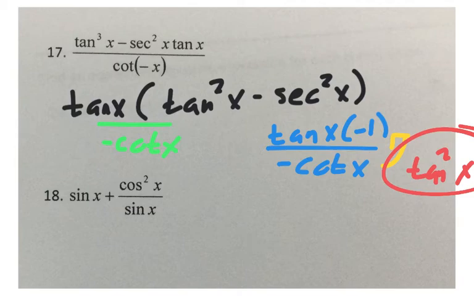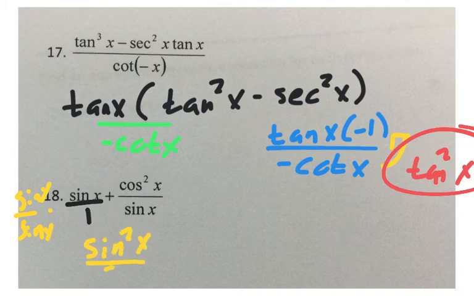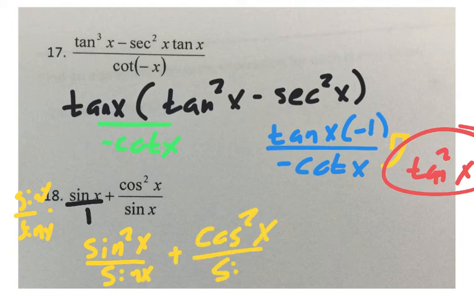What else am I thinking? Well, the second term's a fraction, and when I add fractions, I have to have a common denominator. The first term has a denominator of 1, so to make a common denominator, I'd have to multiply the first term by sine of x, on top and bottom. Now I'd have sine of x times sine of x, which is sine squared of x over sine of x, plus cosine squared of x over sine of x.